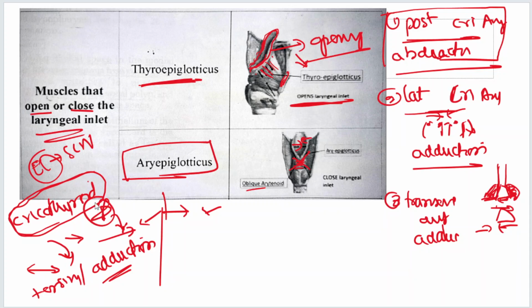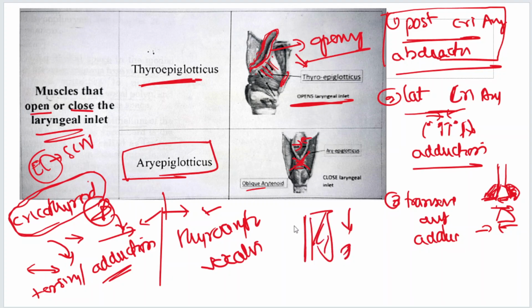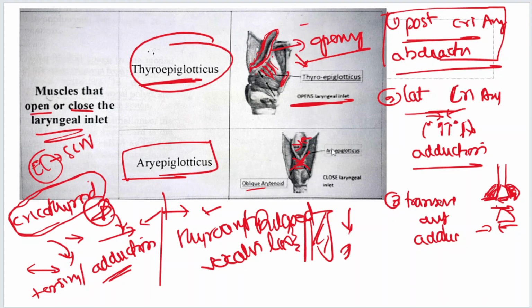After cricothyroid, what did we learn about? We learned about the lateral thyroarytenoid, and we talked about vocalis. Both are the same muscle. They are present just lateral to the vocal cords, and when they contract, the vocal cord will become lax or relaxed. Then we talked about thyroepiglotticus, between the thyroid and the epiglottis, which opens the laryngeal inlet. Ara-epiglotticus, which is a continuation of the oblique arytenoid, is present between the arytenoid and the epiglottis. When it contracts, it closes the laryngeal inlet.